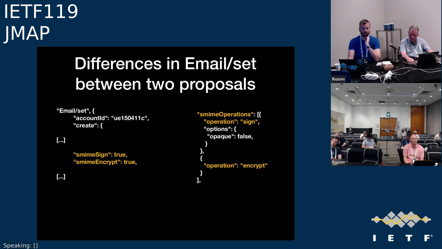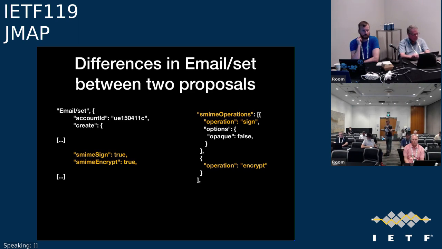Next slide. So yeah, these are the main differences in how this will work. Sorry, that's probably not a very obvious example. Email set on the left-hand side is the original approach with just a Boolean. On the right-hand side, it has the same account and ID and create and all the other parameters, but it has this array of operations being applied. And operations, there are main operations like sign and encrypt, and they also can have parameters specific to them. So if you want to say, I want to encrypt using a specific cipher, you can specify it. If you omit it, the server picks. Yeah, go on.